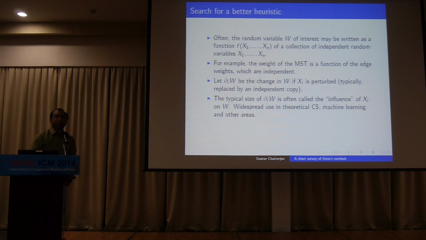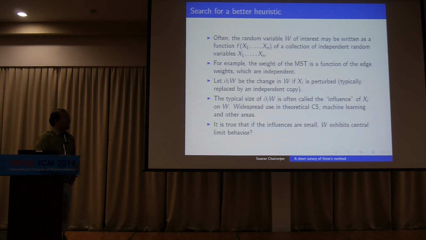It has widespread use in theoretical computer science, machine learning, and many other areas. So people do look at this thing, particularly in the context of proving concentration inequalities. People look at how a complicated random variable changes if you change one coordinate. So you change one thing, and then you see how the result changes. So this is a very popular way of studying objects that arise from random processes.